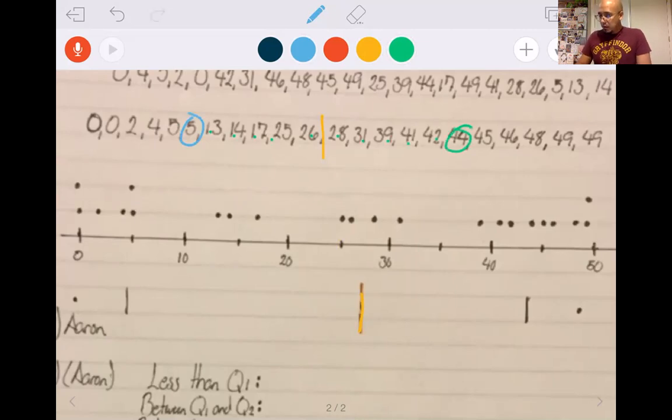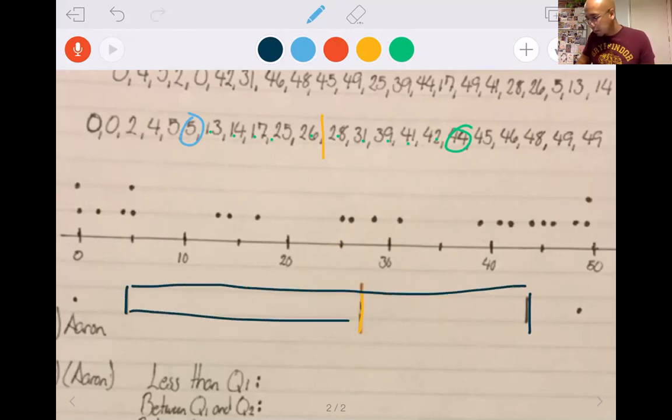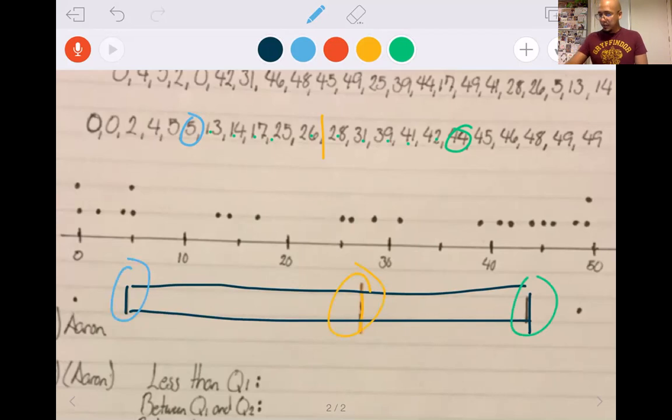All right, so right at the 5, which is over here on my number line, I am going to make a line to make the first end of my box. And then at the 44, which is over here on my number line, I'm going to make another line to make the other end of the box. And then I'm going to join those together to make a box. So there is my box. I can see my Q1, Q2, and Q3 right here, and again, these are lined up with my Q1, Q2, and Q3 on the number line.